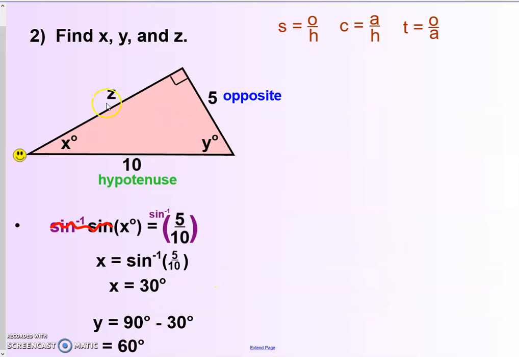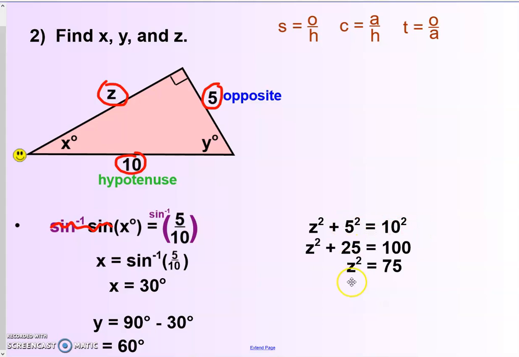And then I could find my missing side z, not by using trigonometry, but by realizing, look, I've got a right triangle. And if I know two sides of that right triangle, this side is 5 and this is 10, I can find z using the Pythagorean theorem. So using the Pythagorean theorem, we know z squared plus 5 squared equals the hypotenuse squared. And we can go through and solve for z and simplify this square root and get z is 5 radical 3.